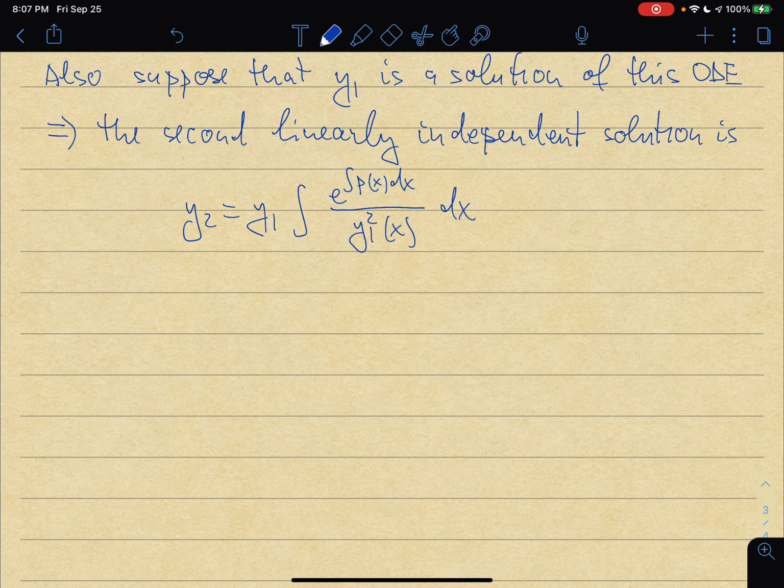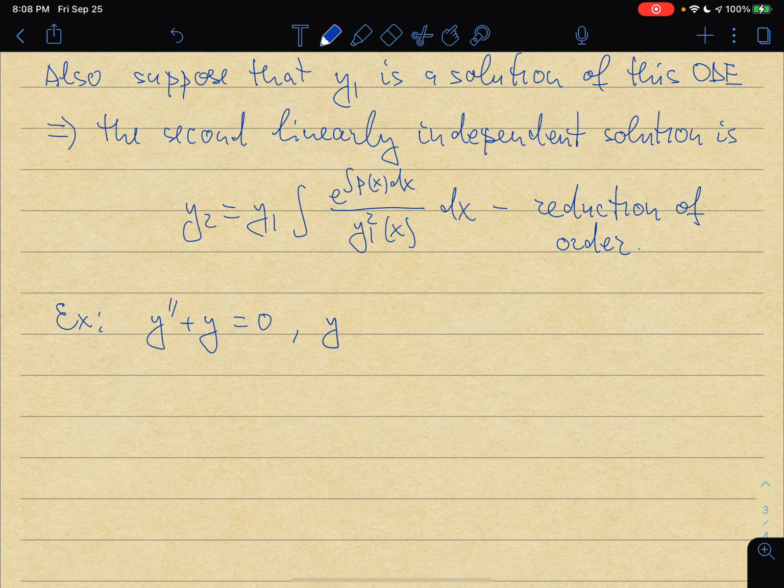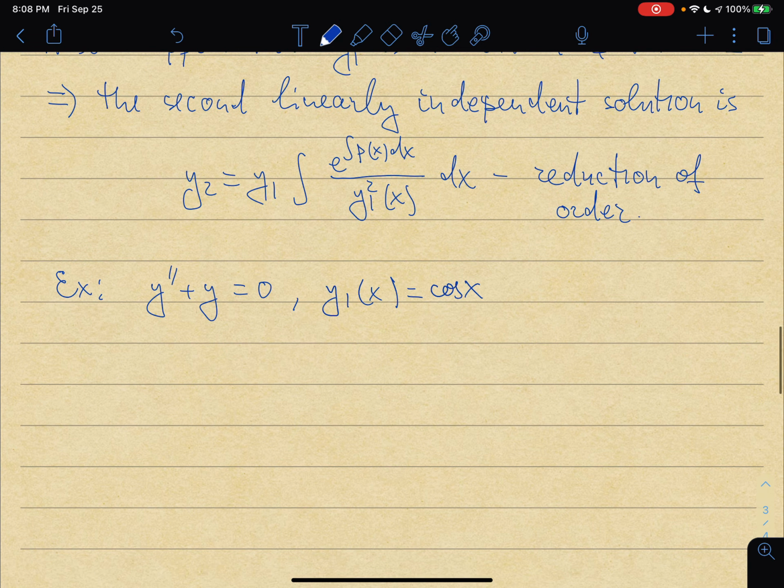So let's try this formula on the previous example. This is called the formula for the reduction of order. And why is this reduction of order? Remember that the substitution that we did in the first example led us to solve a first order equation rather than a second order equation. So we reduced the order. So y double prime plus y is equal to 0, and y1 of x is cosine x. Let's see what we're going to get.